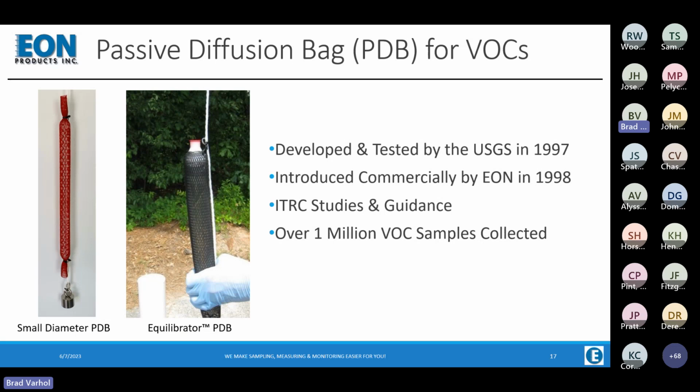Now, these samplers, the passive diffusion bag or PDB, was initially developed and tested by the USGS and published in 1997. That was Dr. Vroblesky that Chase mentioned. These samplers were introduced commercially by EON in 1998, so they've been around about 25 years now. There are ITRC studies and guidance very specifically for the use and selection and when not to use a passive sampler. And since that time, there have been over 1 million VOC samples collected around the world using this PDB for VOCs.